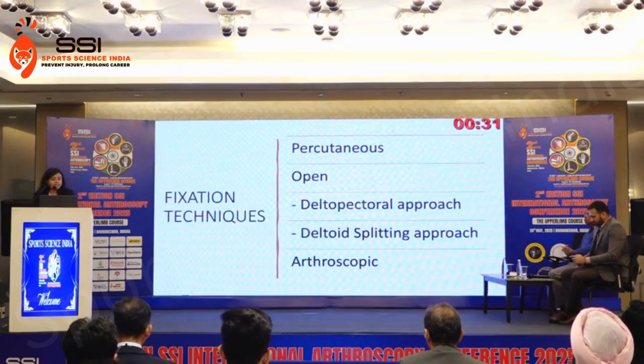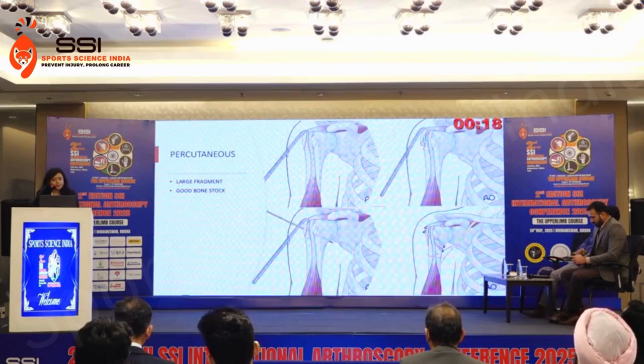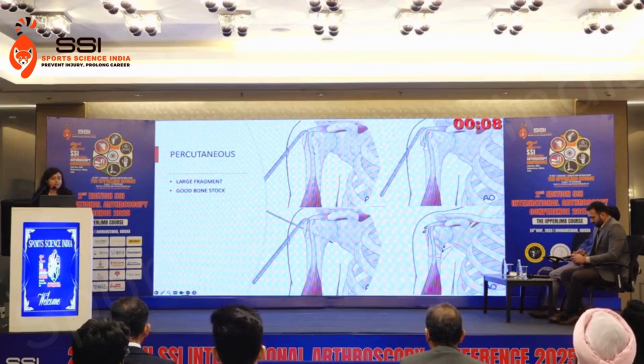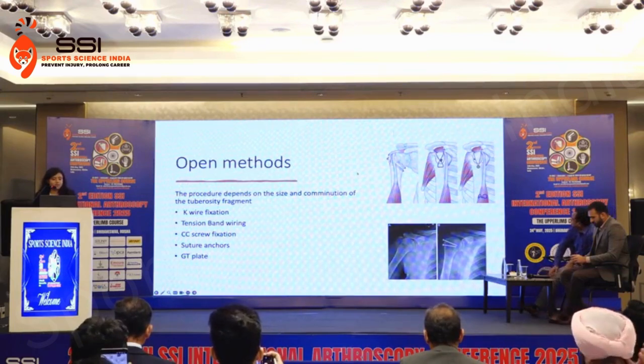There is a spectrum of fixation techniques from percutaneous to arthroscopic methods. It all depends upon the age of the patient, level of activity, what is the expected outcome from the patient, and also the condition of the bone. Percutaneous methods are used when the fragment is large and the bone stock is good. So various indirect reduction techniques, as explained here, can be used to reduce the fracture and fix it temporarily and percutaneously with a guide pin, and then we can put a CC screw.